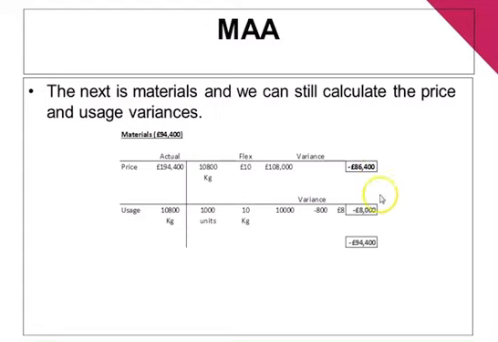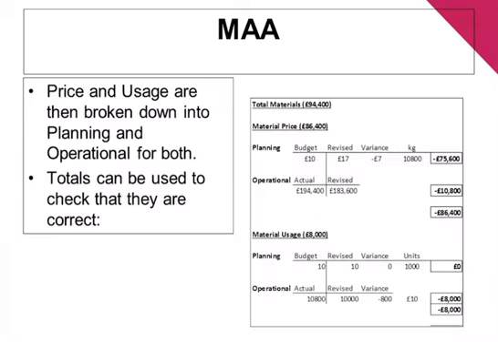And we actually wasted it. So really bad performance in materials. Let's break that down. Try to remember that 94,400 and these two numbers, the 86,400 and the 8,000, and we'll go and break them down into planning and operational variances.